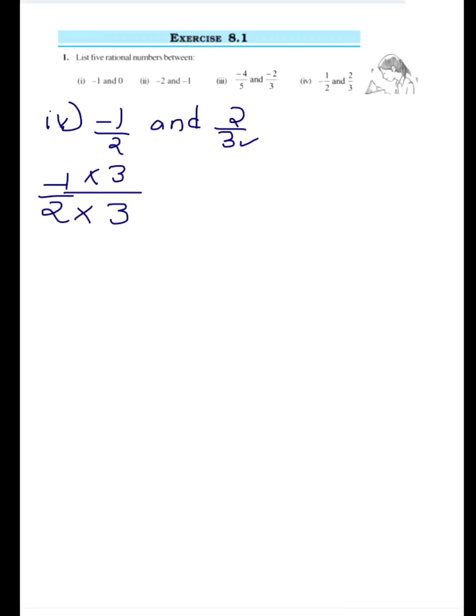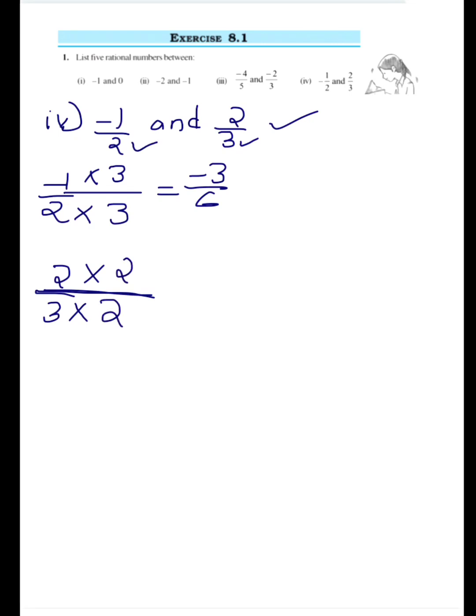So what will you get? Minus 3 by 6. Now for the second one, 2 by 3, you have to multiply both numerator and denominator with the denominator of the first, that is 2. So you will get 4 by 6. Okay, so now you have to find rational numbers between minus 3 by 6 and 4 by 6 instead of minus 1 by 2 and 2 by 3.